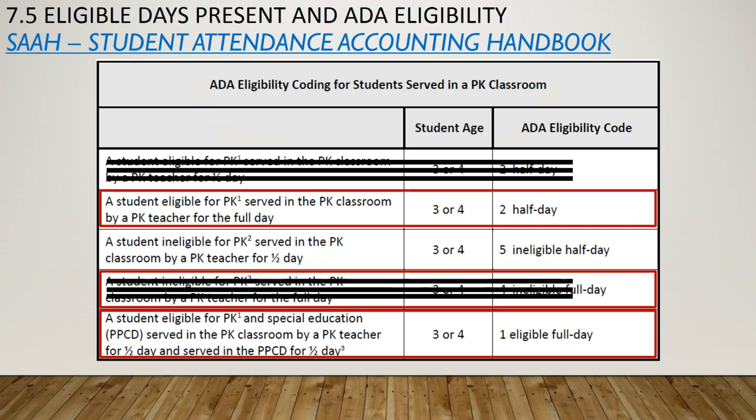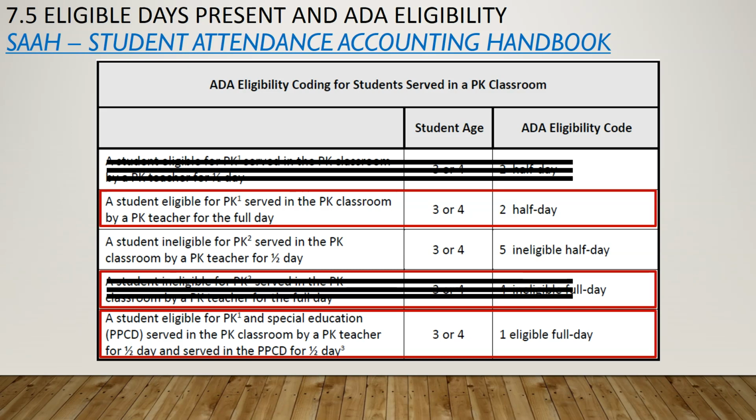Eligible days present and ADA eligibility. For pre-K, our students are half-day. Eligibility 2 is a student eligible for pre-K served in the pre-K classroom by a teacher for the full day. Student age has to be 3 or 4. And then there's eligibility 5, a student ineligible for pre-K served in the pre-K classroom by a pre-K teacher for half a day. Again, the student has to be 3 or 4 years of age.